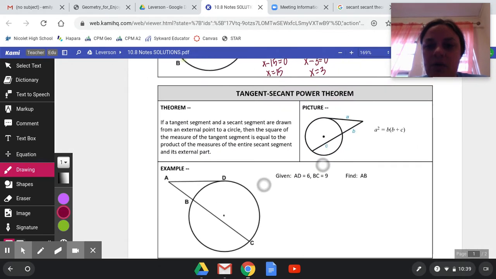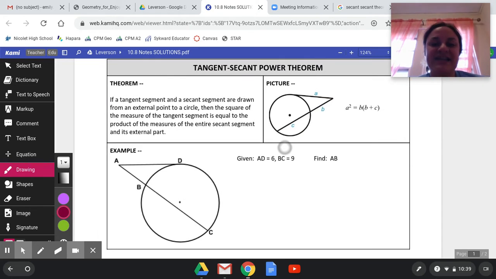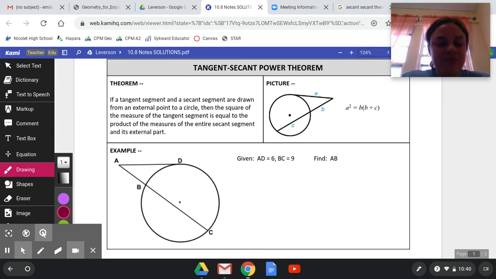Next, we are going to talk about the tangent secant power theorem. So once again, please pause the video and take a moment to read about what this theorem is, and see what all information we've got here. Once you're done, hit play. Okay, so you've taken a minute to read about this. So what do we have here?